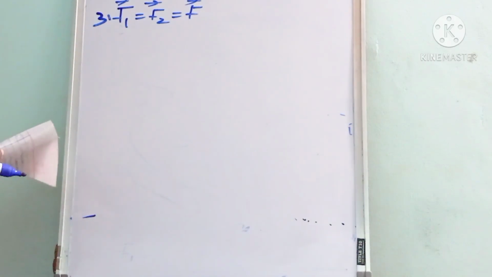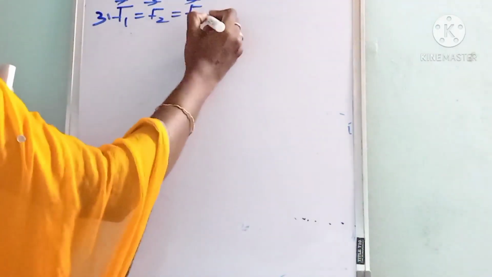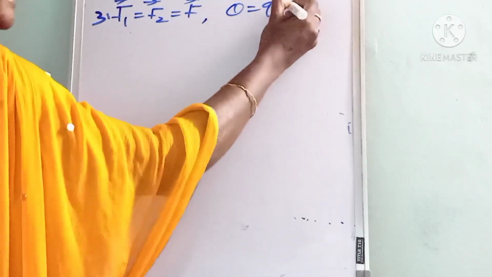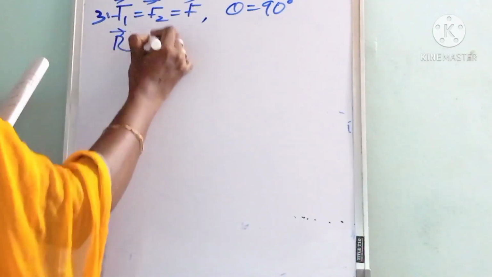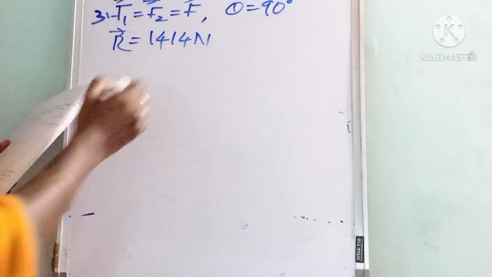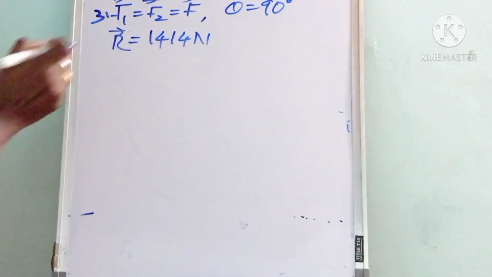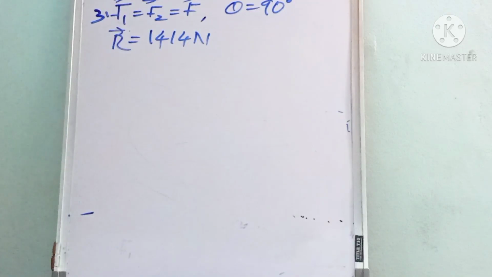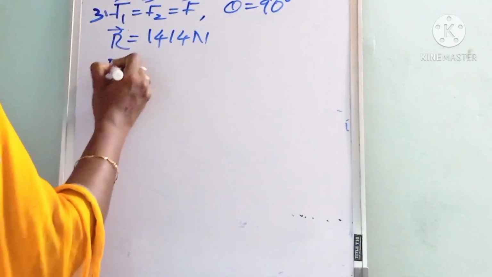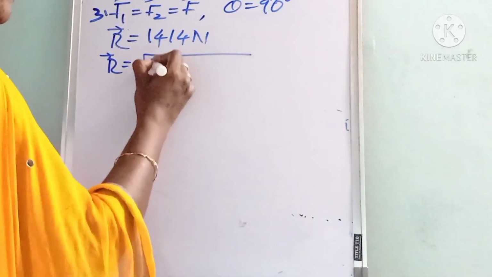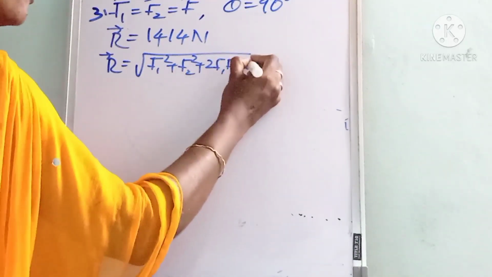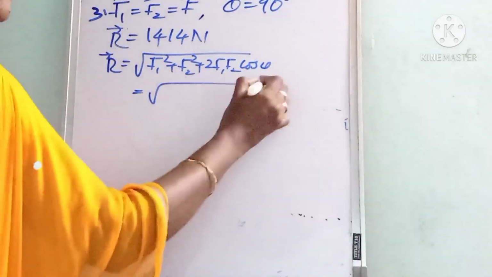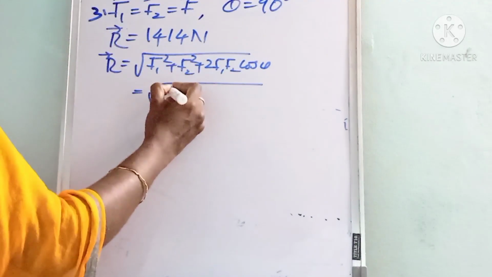They are acting at right angles to each other. So the angle between F1 and F2, that is theta, is equal to 90 degree. And the resultant R is equal to 14 Newton. We have to find the magnitude of either force. Here also we are using the same equation. The resultant force R is equal to the square root of F1 square plus F2 square plus 2 F1 F2 cos theta. Here F1 is equal to F2 is equal to F.